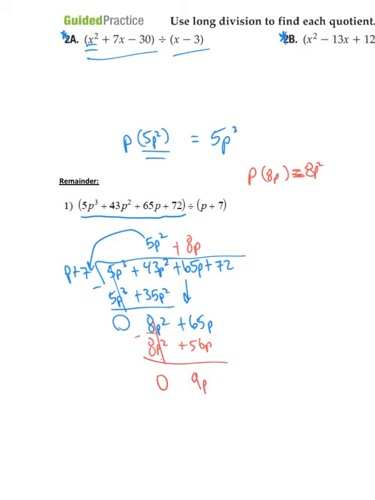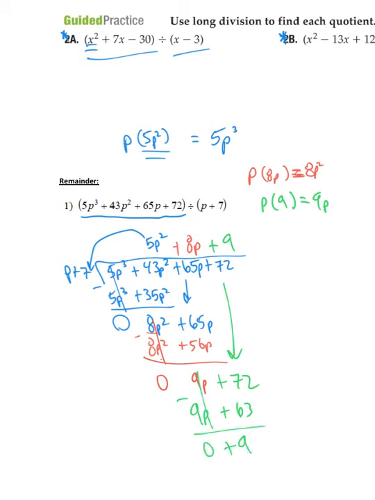Okay. And so then our last one, guys, was p times what gives me 9p? Well, p times 9. So we're going to have plus 9 up here. 9 times p. Oh, forgot to bring down my 72, guys. Apologize there. So 9 times p, 9p. 9 times 7 is 63. And subtract. We've got 0. And we've got a positive 9.